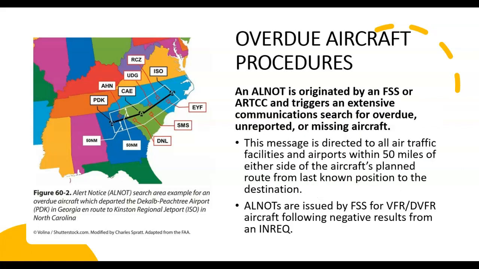The ALNOT is directed to all air traffic control facilities and airports within 50 miles of either side of an aircraft's planned route from the last known position to its destination. ALNOTs are issued by the Flight Service Station for VFR, Defense VFR aircraft following negative results from an INREC.